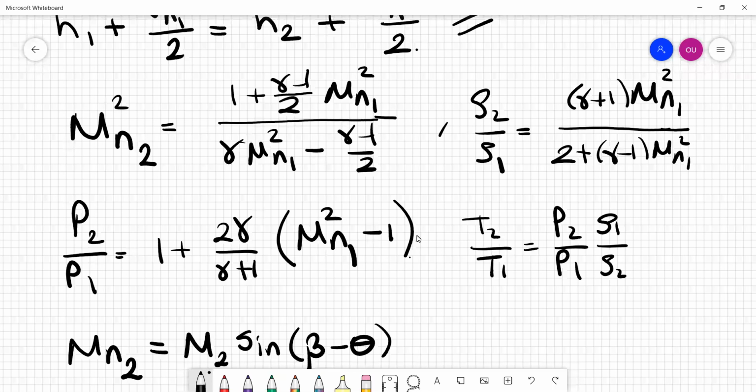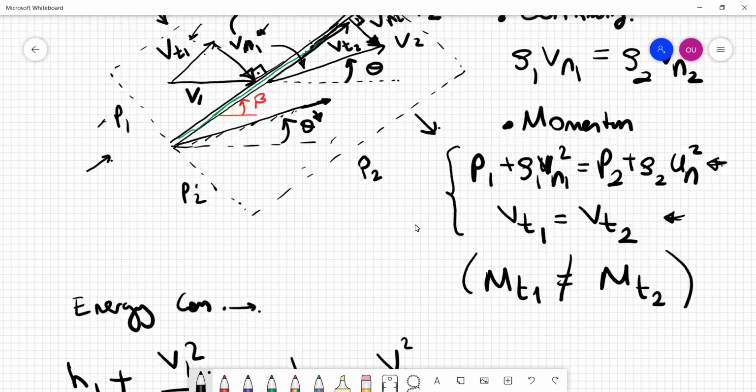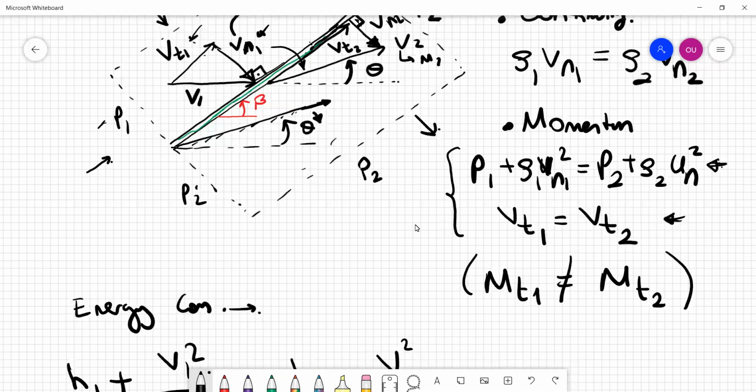Okay, so basically what I'm trying to say is this is M2. Its normal component is this. So this angle here is basically beta minus theta, right? You can see it, I guess, from the sketch here, beta minus theta. So the normal component Mn2 is basically M2 times sine(beta minus theta).